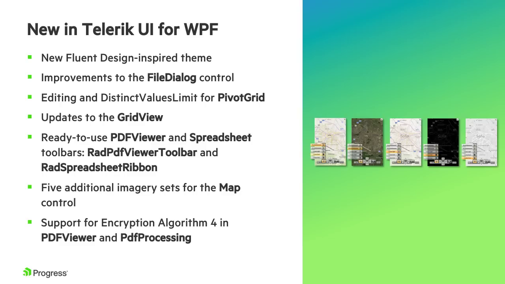The Map control is another popular control in Telerik UI for WPF. In this release, we've added 5 new imagery sets for the Bing REST map provider. These new sets are Aerial on Demand, Road on Demand, Canvas Dark, Canvas Light, and Canvas Gray. Integrating these new sets will allow you to provide better options to your users who may wish to have them displayed.